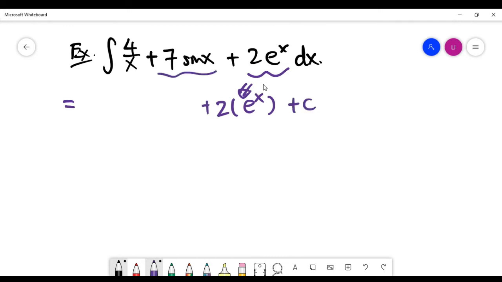And how about the middle term? I keep the 7 up there. And sin x becomes what? Sin x, the antiderivative is minus cosine x. So I gave you the formula earlier about that already.